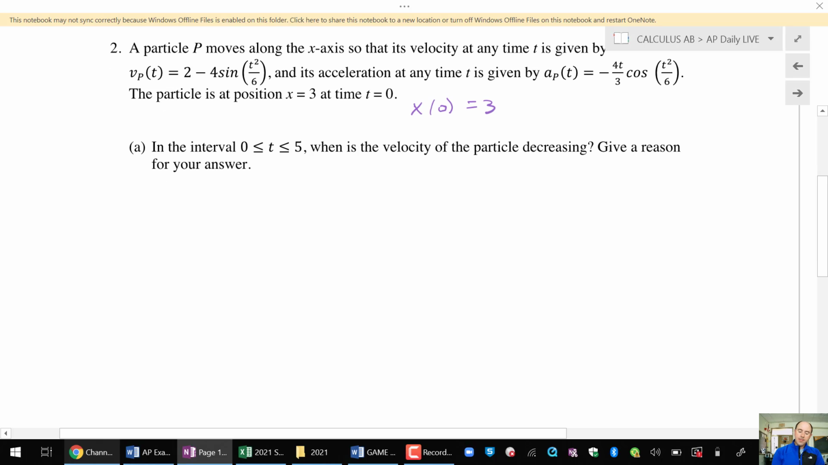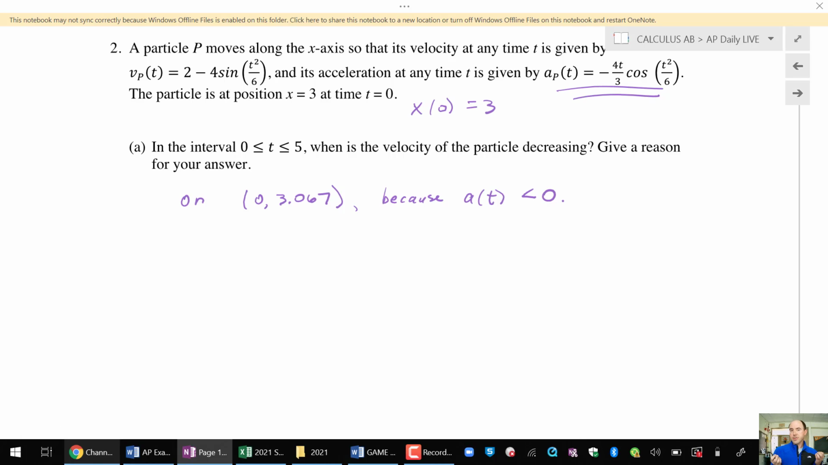When is velocity going to be decreasing? Well, that's going to happen whenever acceleration is negative. So if you graph this, you'll see that that happens on the interval from 0 to 3.067 because my acceleration function, which is right over here, is negative. It says to give a reason, so comma because acceleration is negative on that interval. You'll use your calculator to find the 0 and look for where that x-intercept takes place.